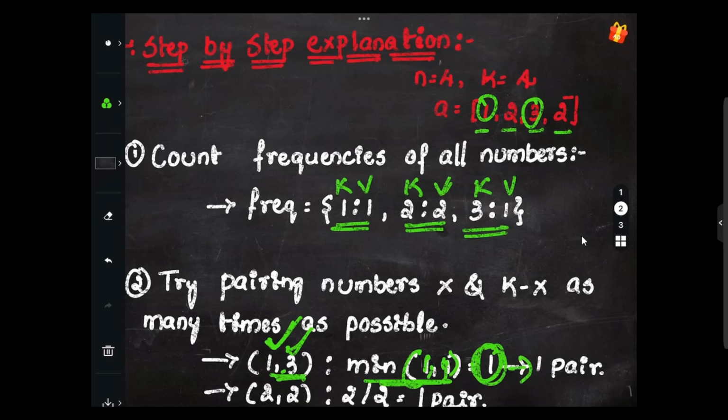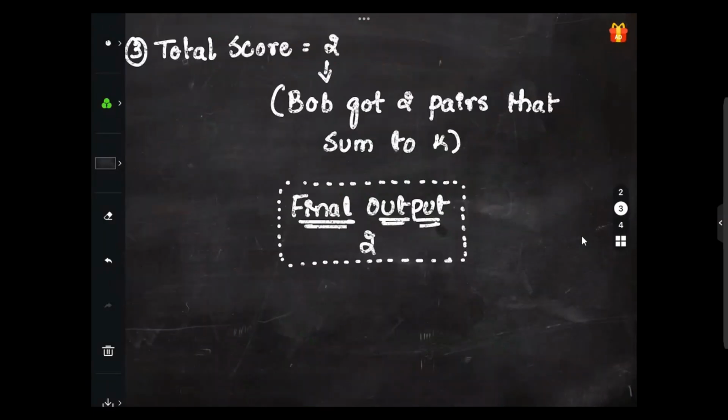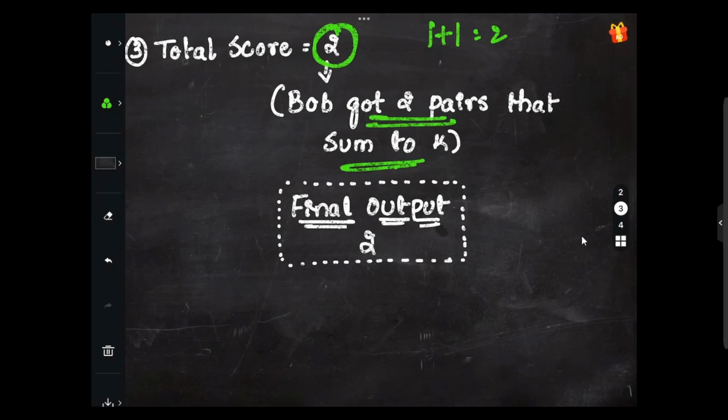So we have one pair here, and 2 is repeated twice, so this will be 2 comma 2. We are not going with the min of 1 comma 1 because the frequency is more than 1. Here we are dividing, so this will be 2 by 2, and this is also one pair. Both give one pair, so the total score will be 1 plus 1, that is equal to 2. So Bob got two pairs that will sum to k. The final output that we got here is 2. Very simple to understand, right?